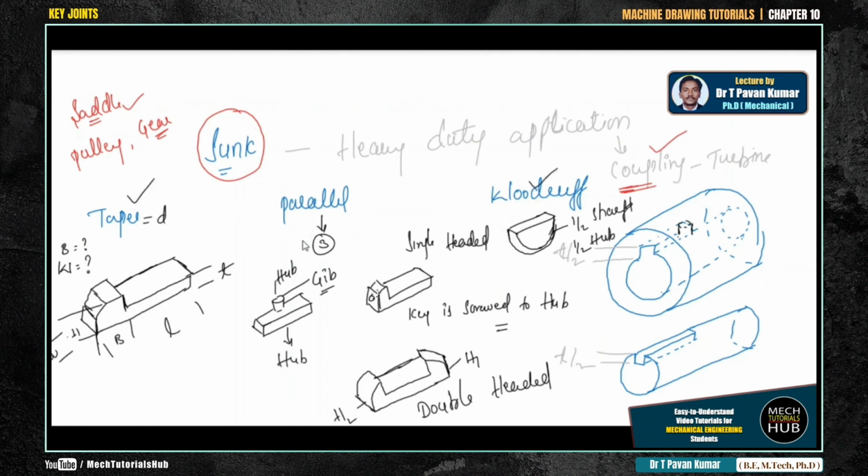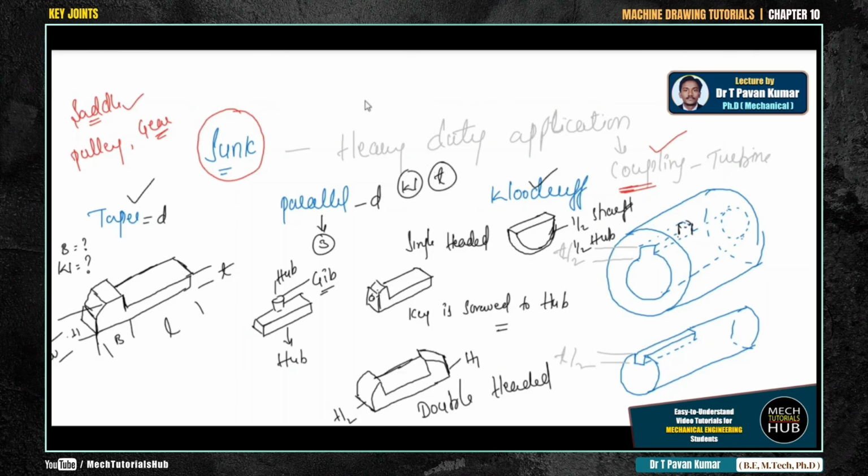And whenever parallel feather keys are given to you in the exam, you have to go with the proportions. Proportions in the sense that the D value will be given to you, and W and thickness T and W you should remember from the tabular column given to you. All right, this is how it is going to be.